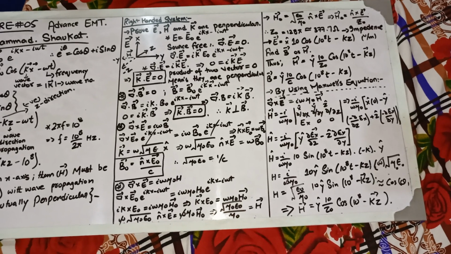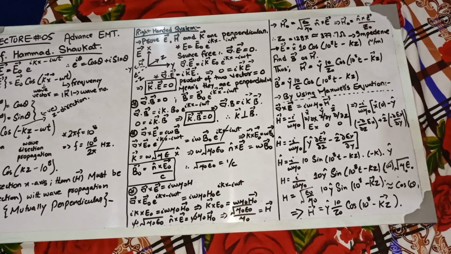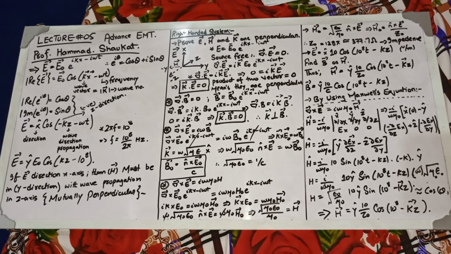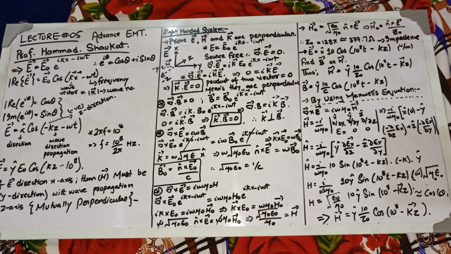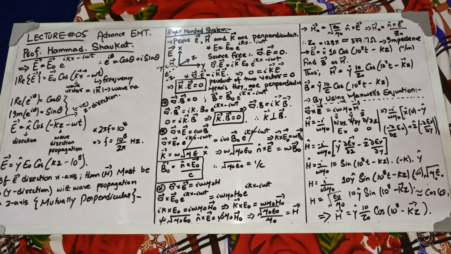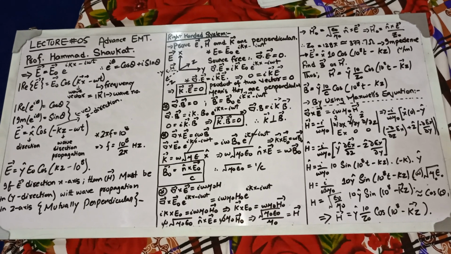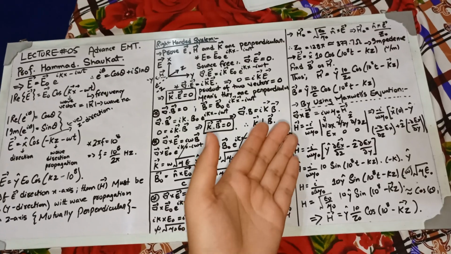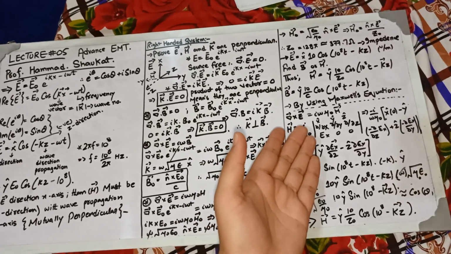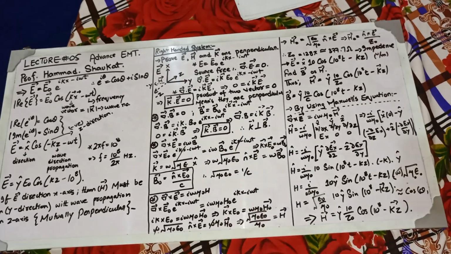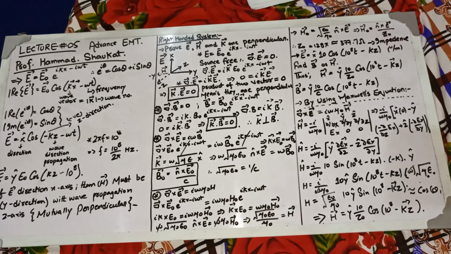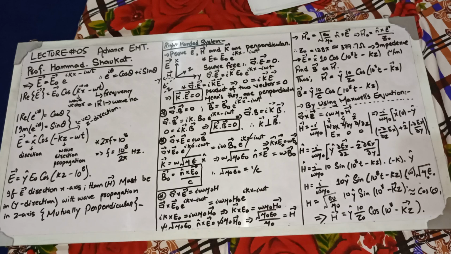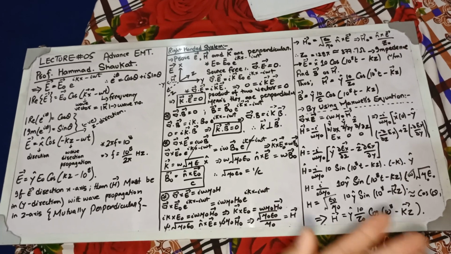And there is a new method which we discussed at the end of the lecture, using Maxwell's equation, by which you can prove the value of the magnetic field, meaning the value of H. If you have the electric field solution, the Helmholtz wave equation solution, you can easily find the magnetic field by this scenario.